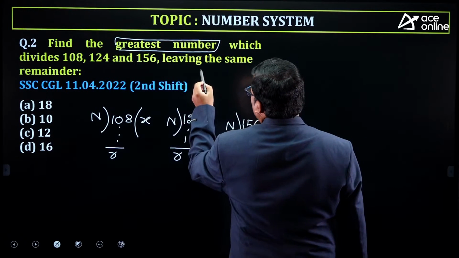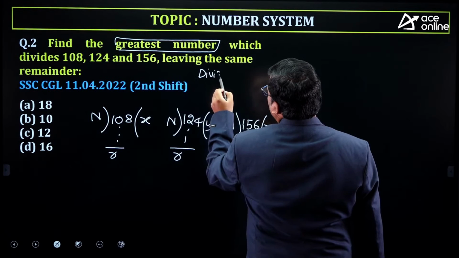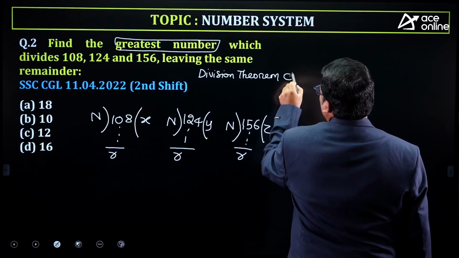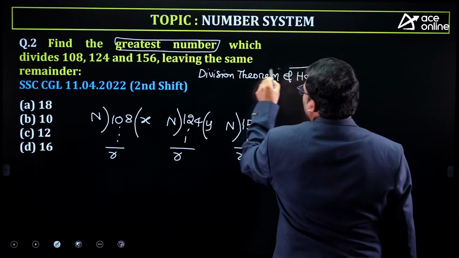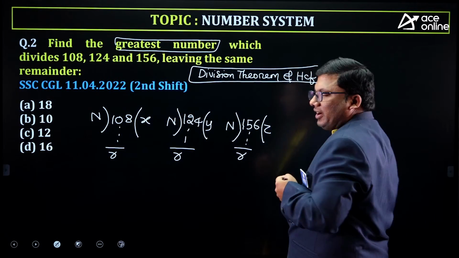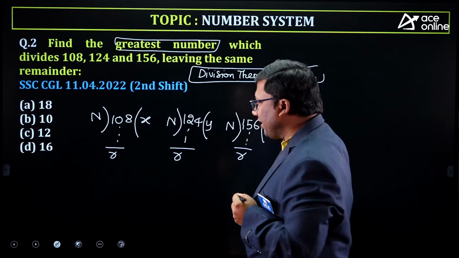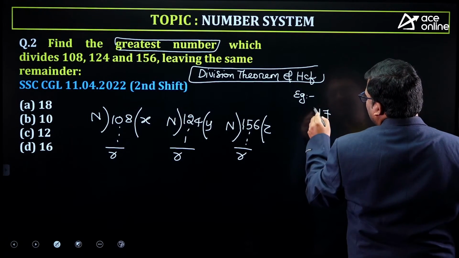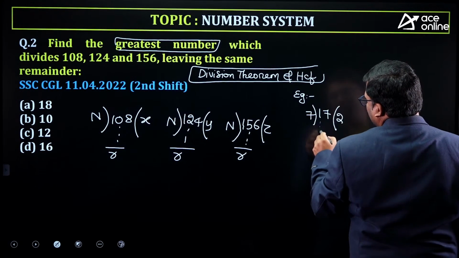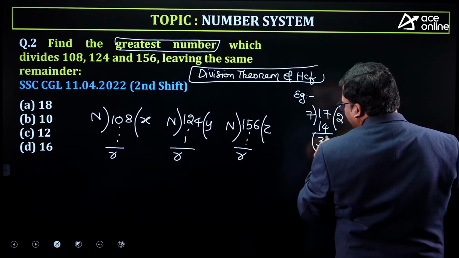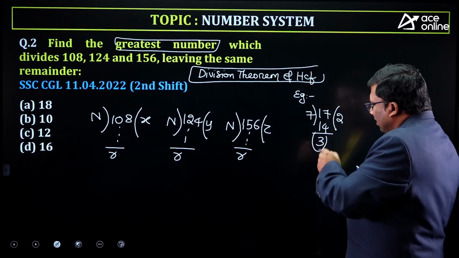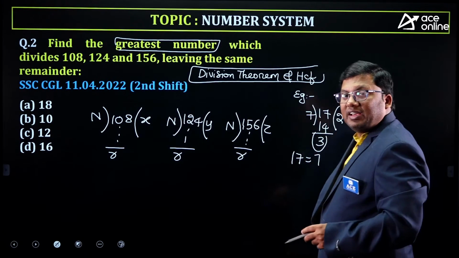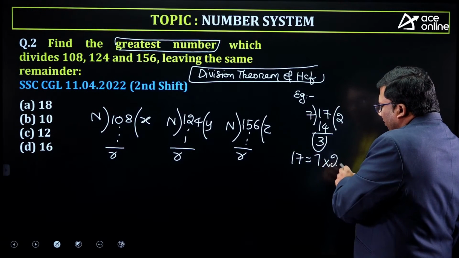This question is based on the concept of the division theorem and HCF, the highest common factor. Now if I take an example of 17: 7 twos are 14, remainder 3. 17 is called the dividend, 7 is called the divisor, 2 is called the quotient, and the remainder is 3.